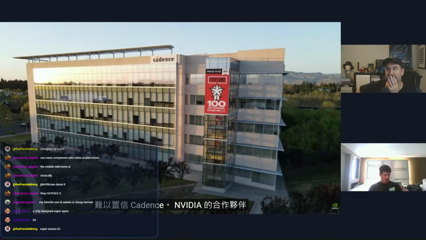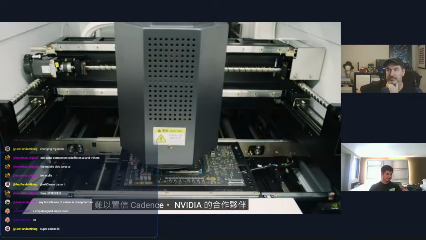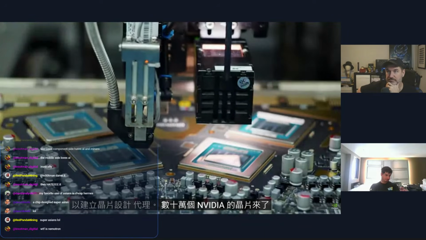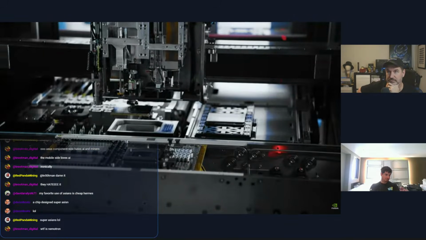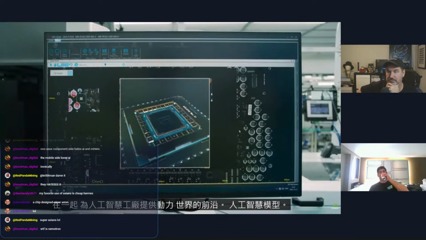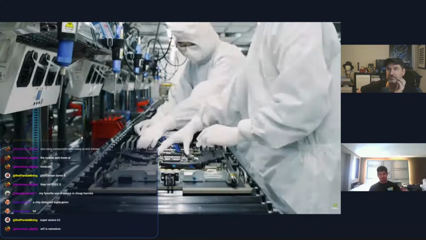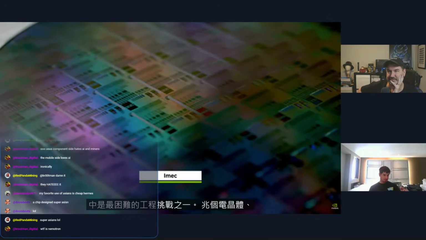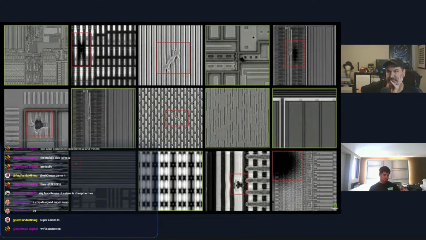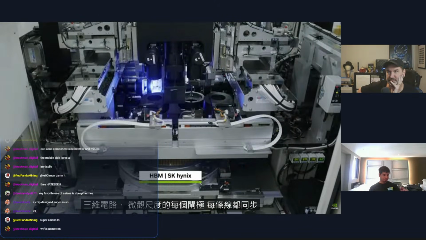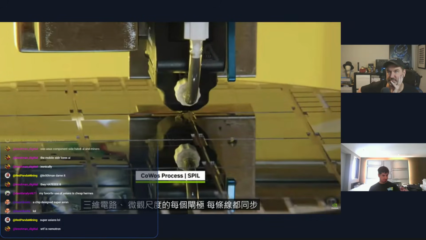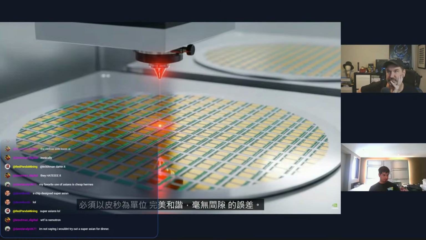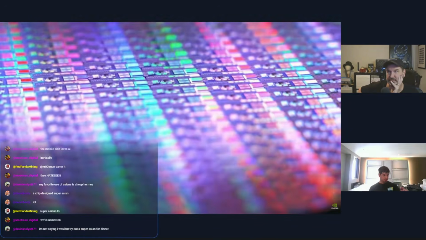Cadence and NVIDIA are partnering to build chip design agents. Hundreds of thousands of NVIDIA chips come together to make the AI factories that power the world's frontier AI models. Designing these chips and the systems they run in is one of the hardest engineering challenges. Trillions of transistors, three-dimensional circuits, microscopic scale. Every gate, every wire, synchronized to picoseconds, must work in perfect harmony, with no margin for error. Physical prototypes are too slow and too costly. So engineers work in the digital realm.